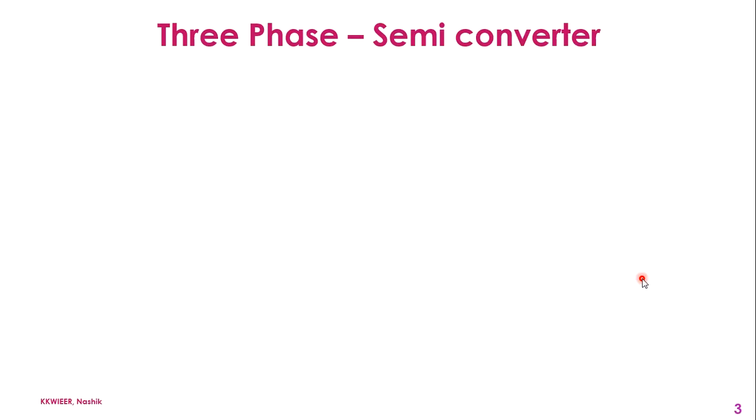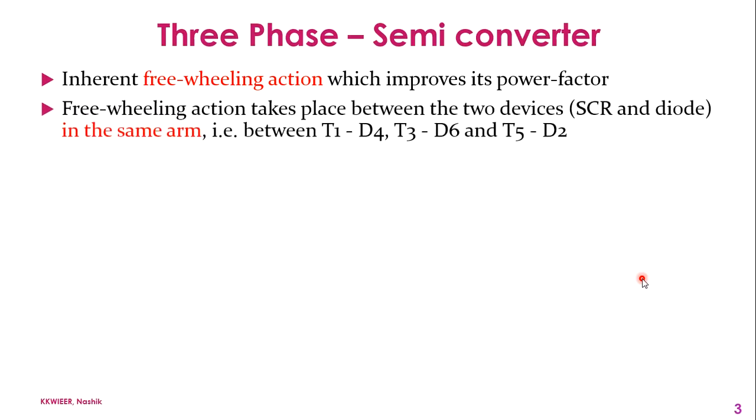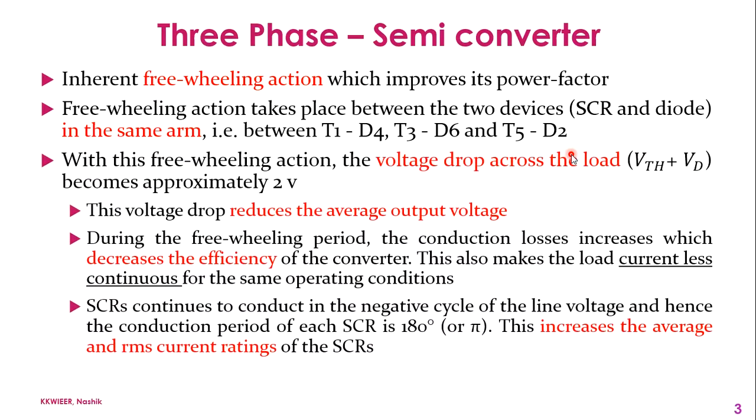So this three-phase semi-converter has an inherent freewheeling action which improves its power factor. The freewheeling action takes place between two devices, SCR and diode in the same arm, that is in between T1 and D4, T3 and D6, T5 and D2. With this freewheeling action, the voltage drop across VTH plus VD, that is thyristor voltage plus diode voltage, becomes approximately 2 volt.